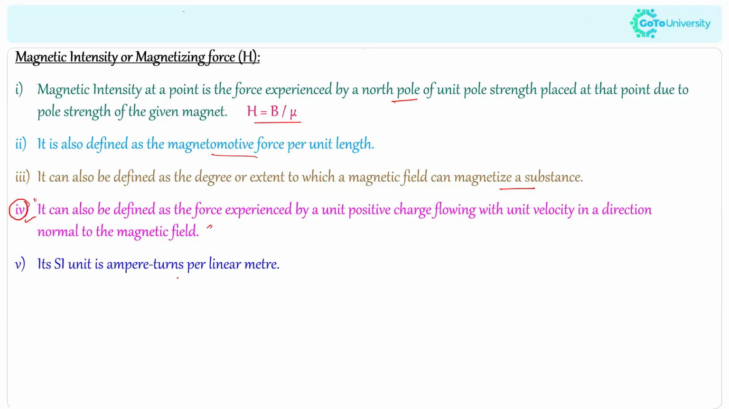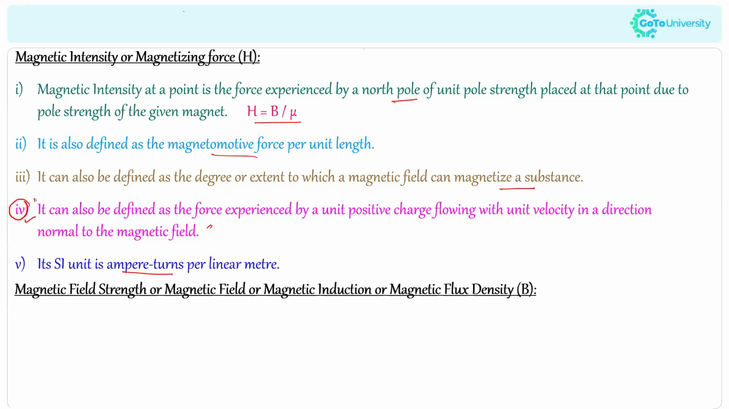So the next is about the unit. The SI unit of magnetic intensity or magnetic force is ampere turn per linear meter. Okay, so this is all about magnetic intensity.